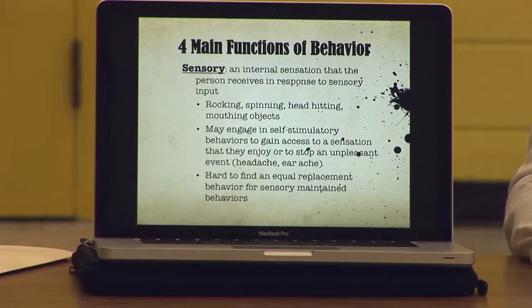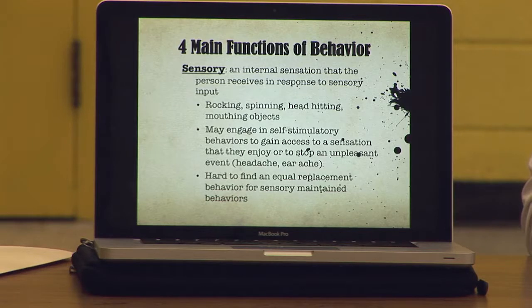Stimulatory behaviors can also be used to gain access to a sensation that they enjoy. So if they're bored, they might rock just to get some type of sensation. Or it could be that if they have a headache, they start head banging or hitting their head to try and relieve that pain.